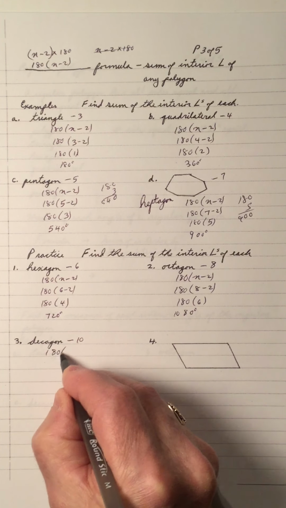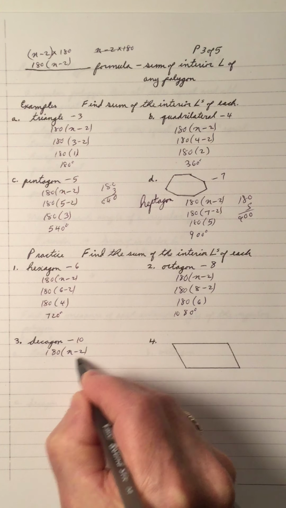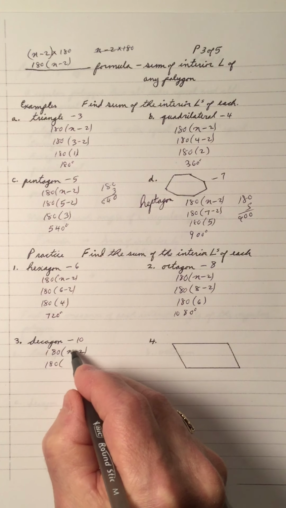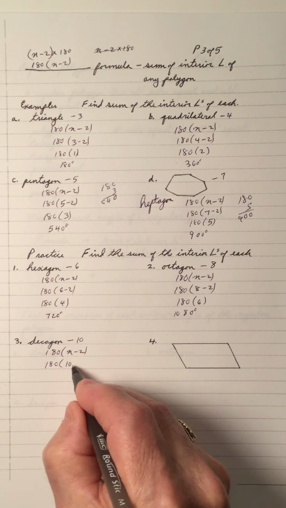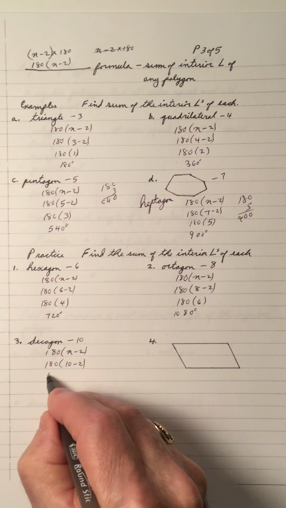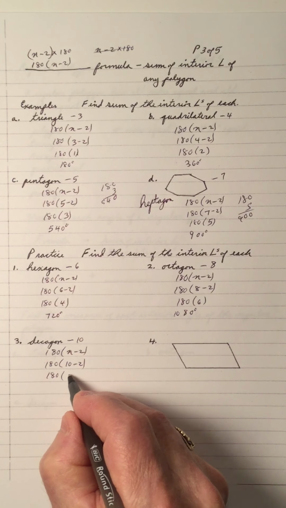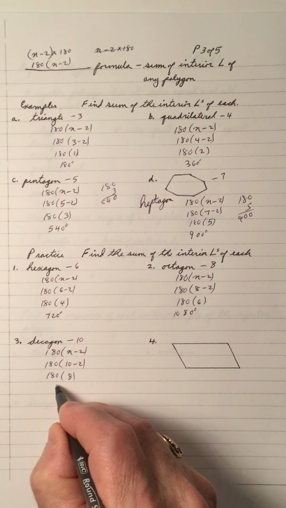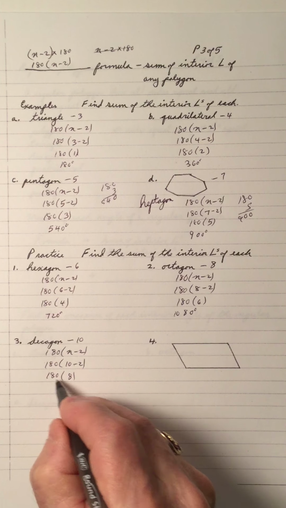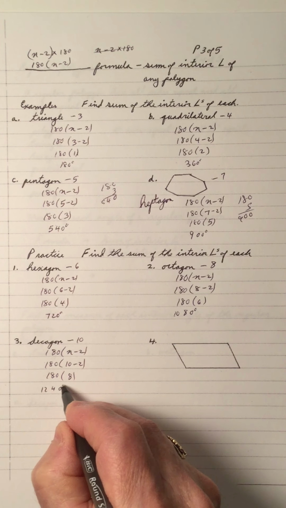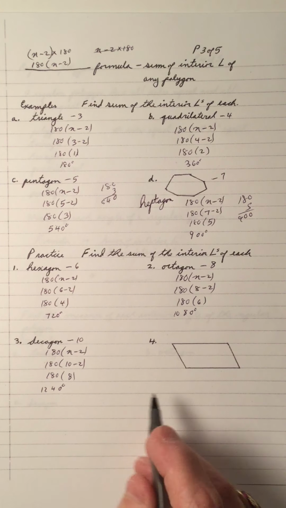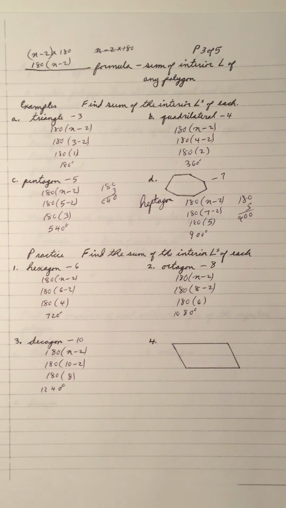Notice I write down the formula each time. When you write down the formula and substitute the number in for n, then it's easy to work out. And notice in the order of operations, I have to do the inside of the brackets first. And then I multiply: 8 times 8 is 64, so 1440 is the sum of the interior angles of a decagon.